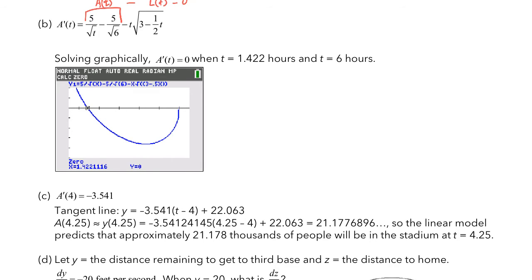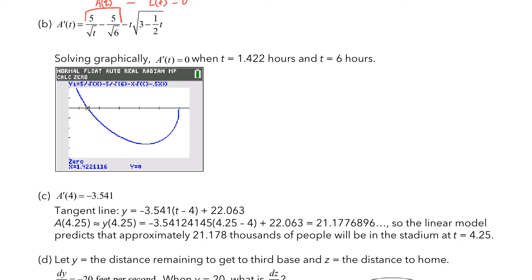3.541 because A prime of t is up here, this thing. And so if I just plug in 4 into this, I'll get this. And since I already stored this as y1, I can just do y1 of 4. And then, yep, so this is the same equation we have. They just put this over here because of point slope form. And then we just plug in 4.25, ta-da, and put it in the context. Okay. There you go. Hopefully that one made sense.